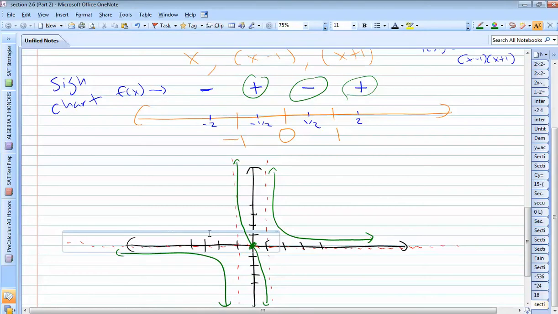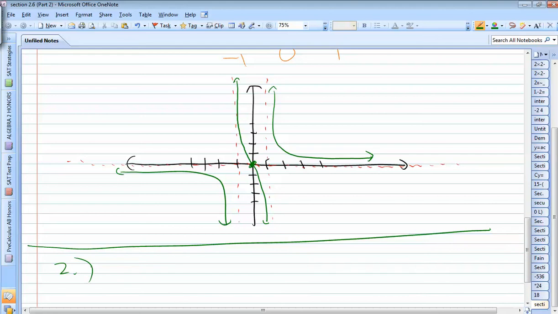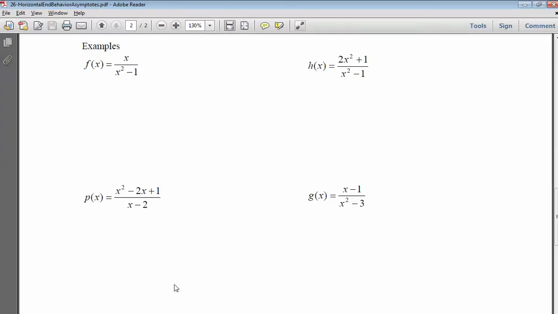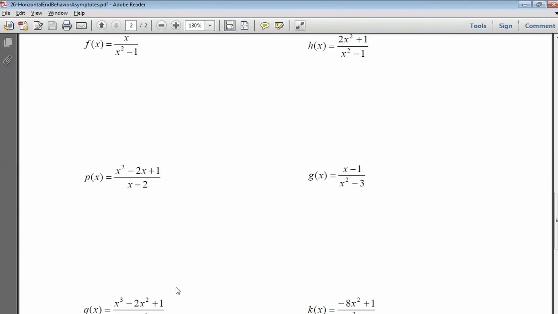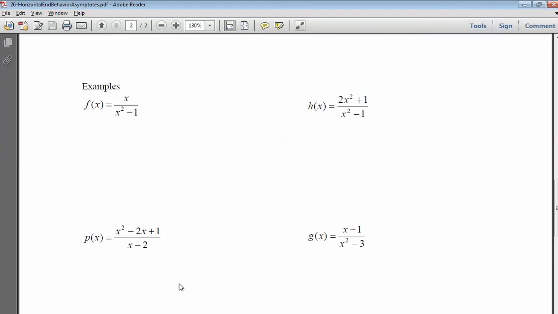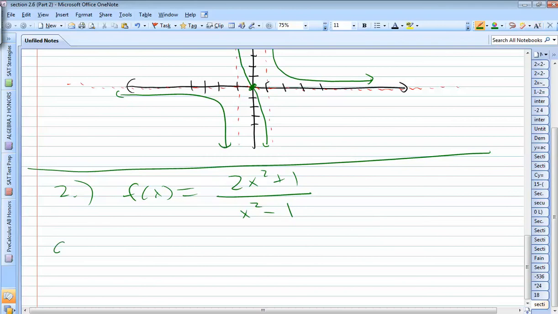Right. Okay, let's do another one. So now we can go through this a little more quickly. Now you guys get the idea. Okay, number 2. 2x squared plus 1 over... yeah, I guess we'll do that one. What the heck. 2x squared plus 1 over x squared minus 1. Okay, we'll start with part A.